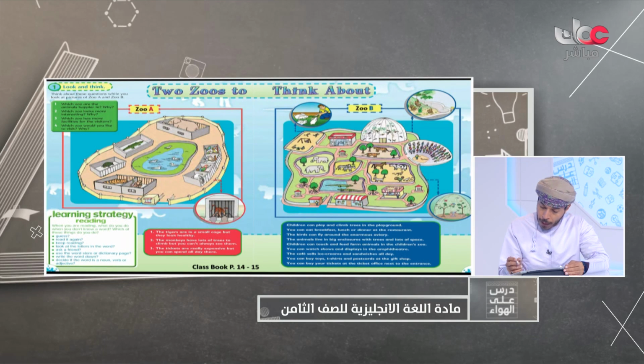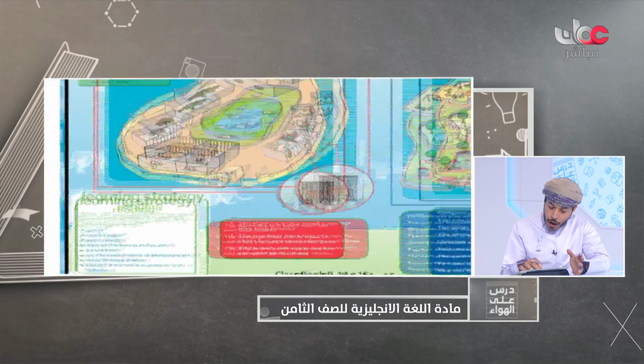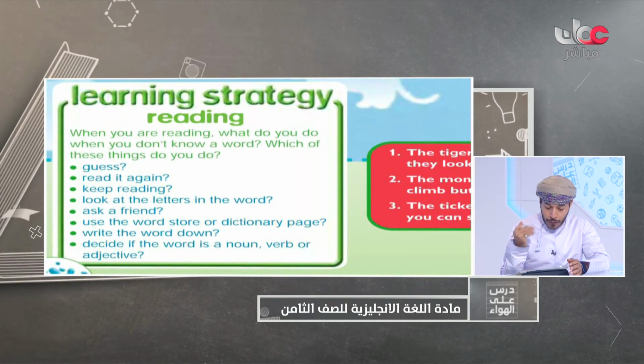and then decide which zoo you prefer to visit. Good. Here are different reading strategies, and we have talked about them previously. Guessing the meaning, read the text again, keep reading, look at the letters in the word, ask a friend maybe, provide some help, use the word store or dictionary page, write the word down, decide if the word is a noun, verb, or adjective, which is about part of speech.